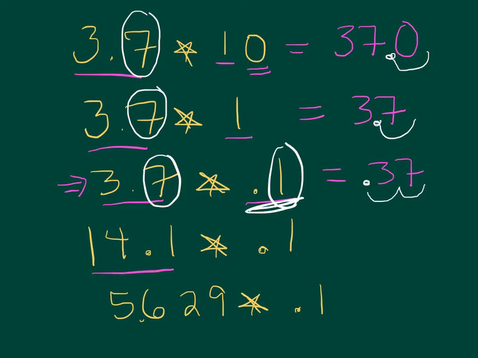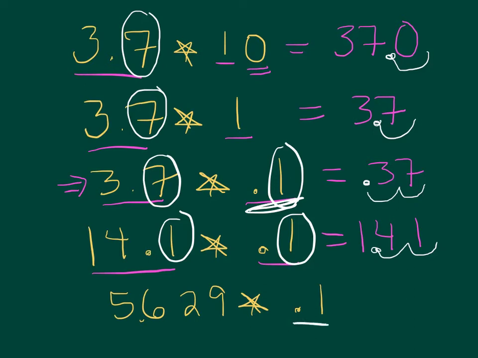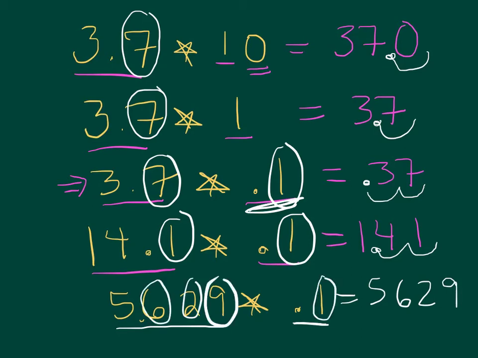Okay, so here 141 times 1. I have 2 numbers behind the decimal. So I have 1 and 41/100. Again, you can see something similar is going to happen here. I'm multiplying by something less than 1. 5629 times 1 is 5629. I have 4 numbers behind the decimal.